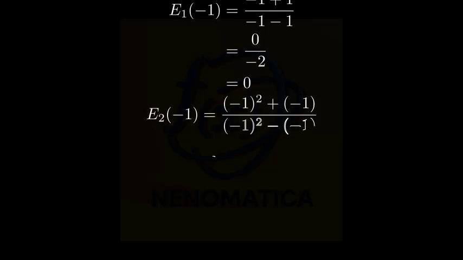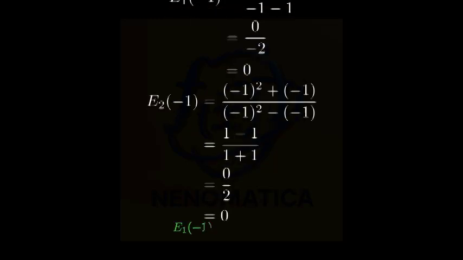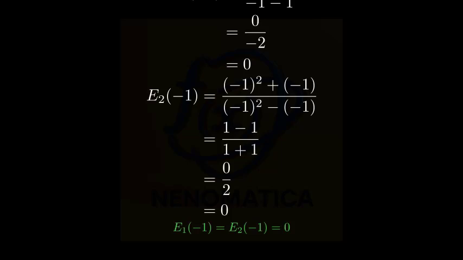For the second expression with x equals -1, we have -1 squared plus -1 in the numerator. -1 squared is 1, plus -1 gives us 0. In the denominator, we have -1 squared minus -1, which is 1 plus 1, giving us 2. So we have 0 divided by 2, which equals 0. And again, we find both expressions equal 0 when x equals -1.